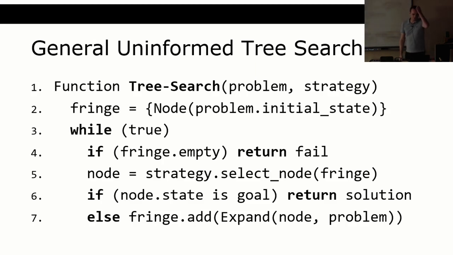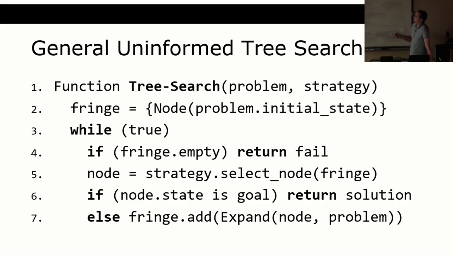So the very first general tree search algorithm, what we've been doing so far is exactly this algorithm. And so in the optional textbook, it's called General Uninformed Tree Search, so I've just kept with that name. So we have this function, it's called tree search. You take in a problem and a strategy. And that strategy is going to be how you select which node to expand from.